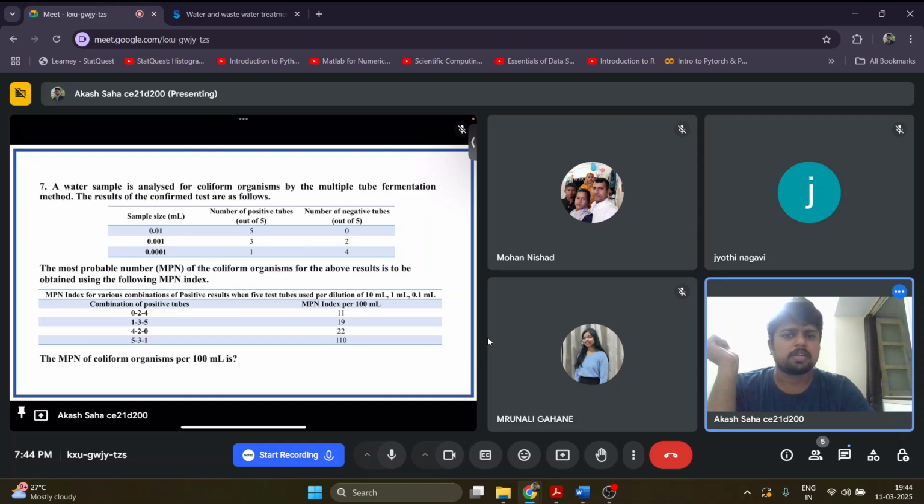Any idea? What you told earlier, the answer that is correct to that particular dilution. You know that the positive tubes you are getting are 531. So the combination of positive tubes is 531. You have to now look into the MPN index for that. So that is 110. That is absolutely right.